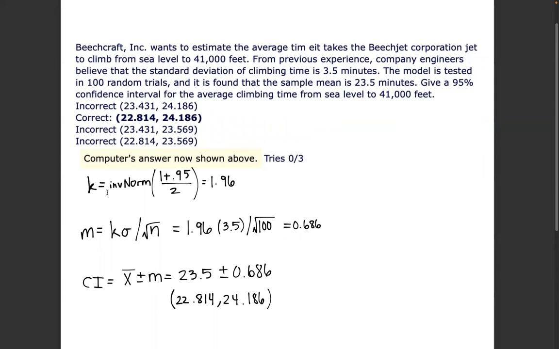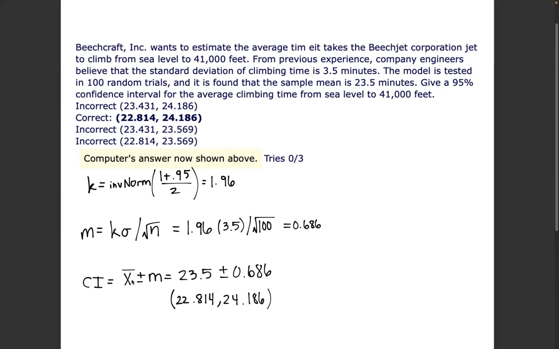Okay, so our K is going to be 1.96 because we have a 95% confidence interval. Our M, our margin of error, is K times sigma divided by the square root of N. So our K is 1.96. Our sigma, or standard deviation, is 3.5 minutes. So that's here. And then divided by the square root of N, and our sample size is 100 random trials. So that's 100. So our M is 0.686.